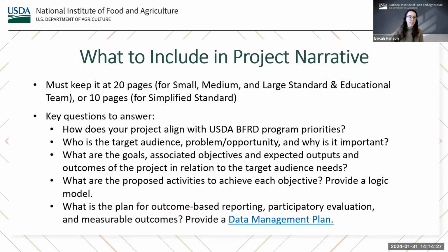For your project narrative, for the standard grants and education team grants, these need to be a max of 20 pages. For simplified standard grants, it's a max of 10 pages. This is really the bulk of your application, detailing the project priorities that your project aligns with, who your target audience is, what the problem is that you want to address and why it's important, your goals, your anticipated outputs, and who's going to be involved in this project.